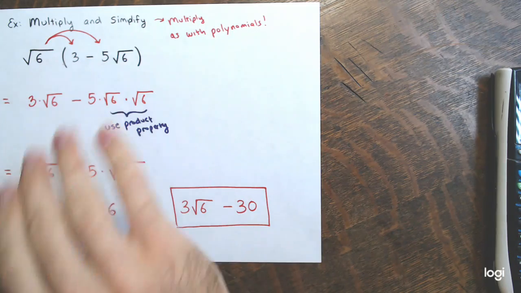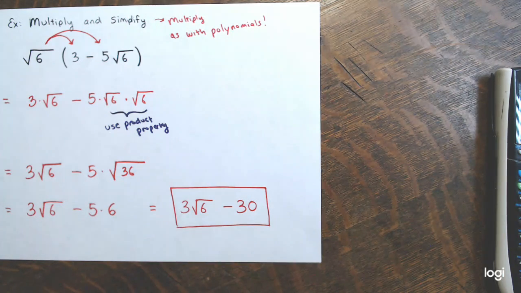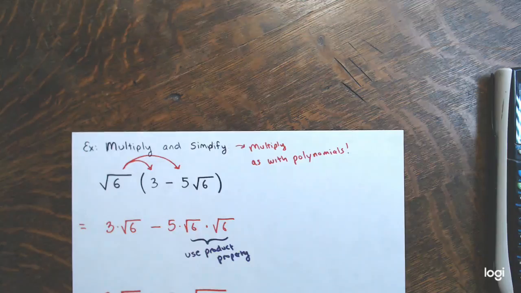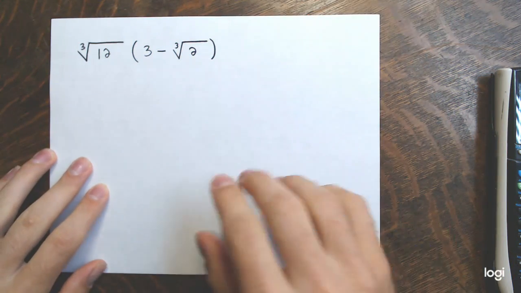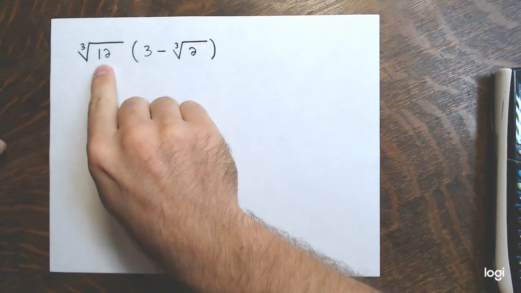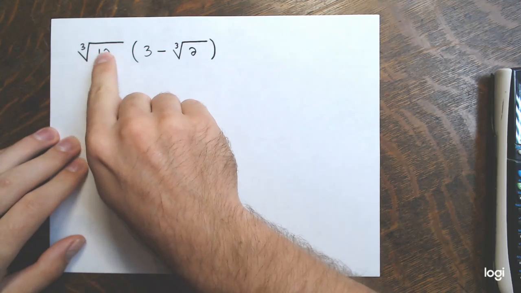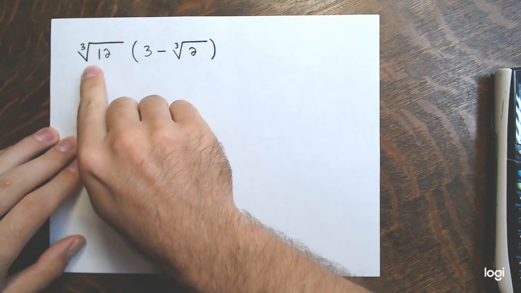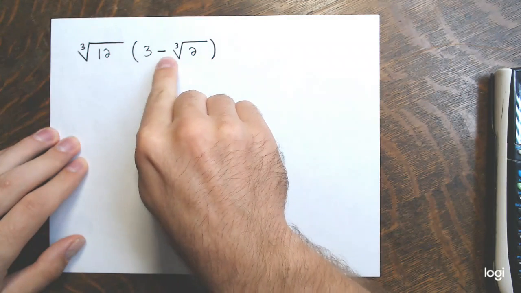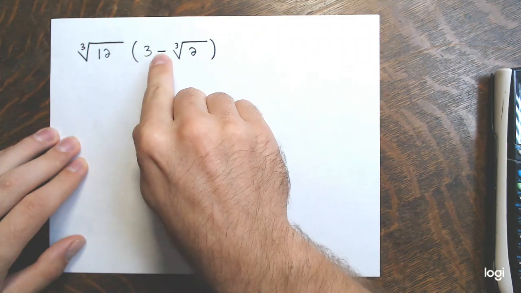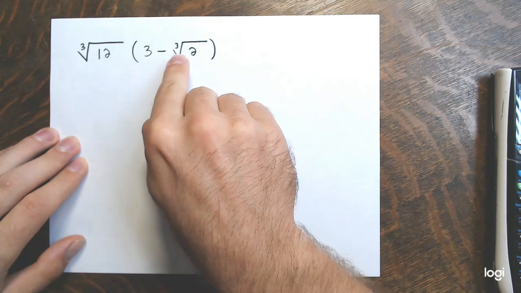And that's all I'm going to be doing this whole rest of the video, these examples: multiplying and simplifying whenever possible. So here, in this example, I have the cube root of 12, just another expression with one term, times, in parentheses, this expression with two terms: 3 and negative cube root of 12, cube root of 2.